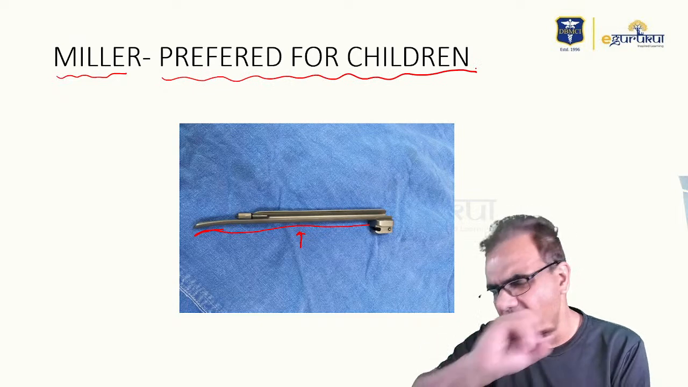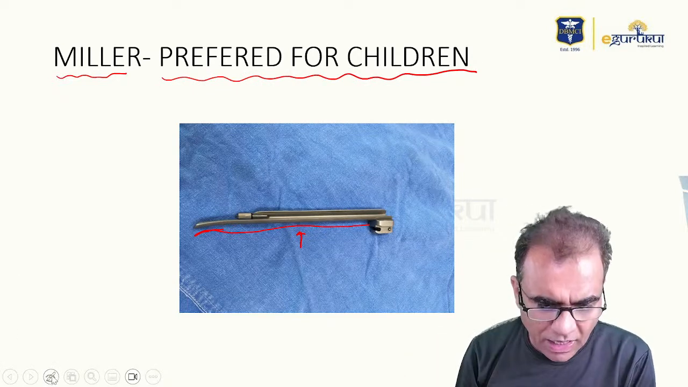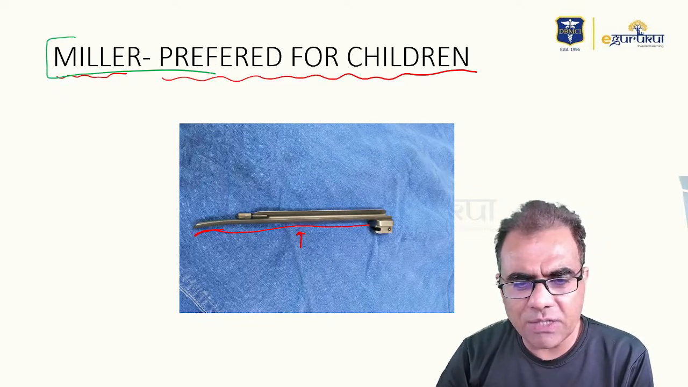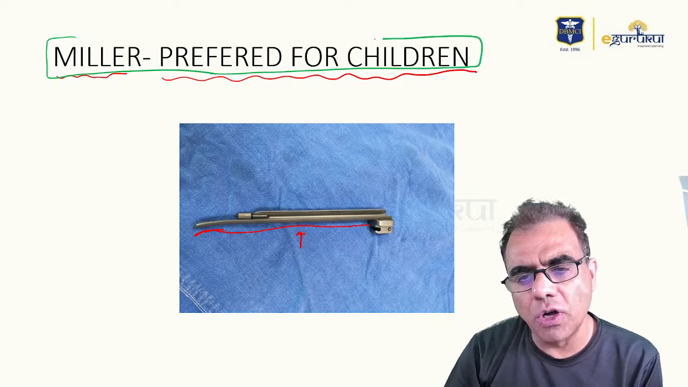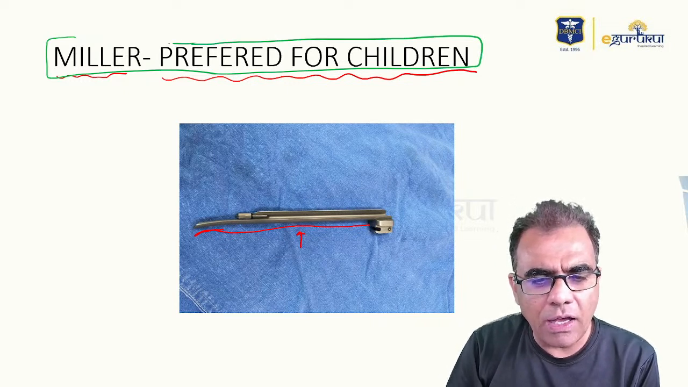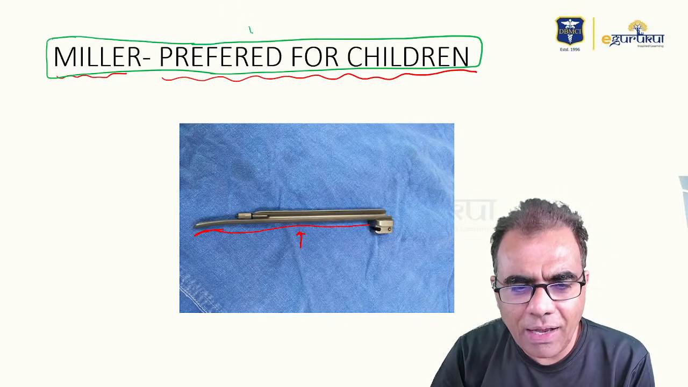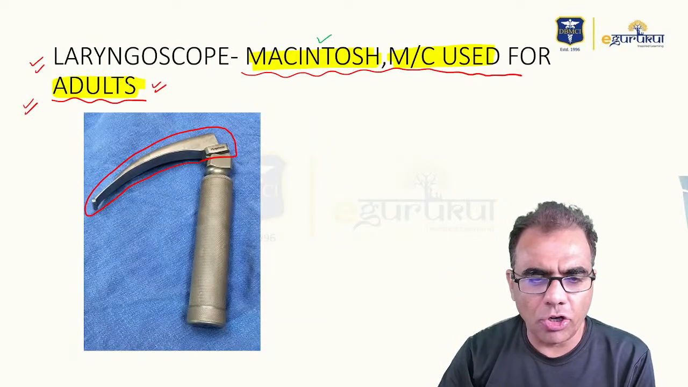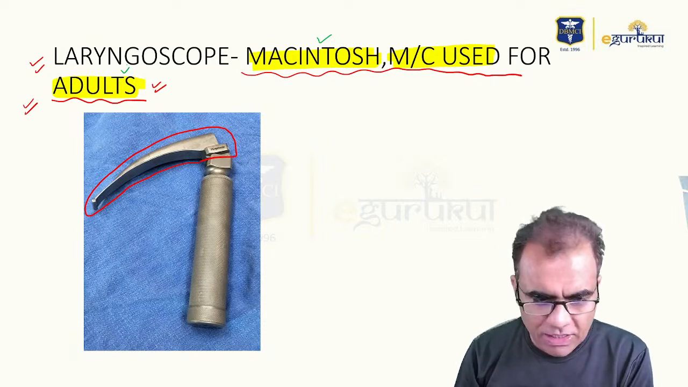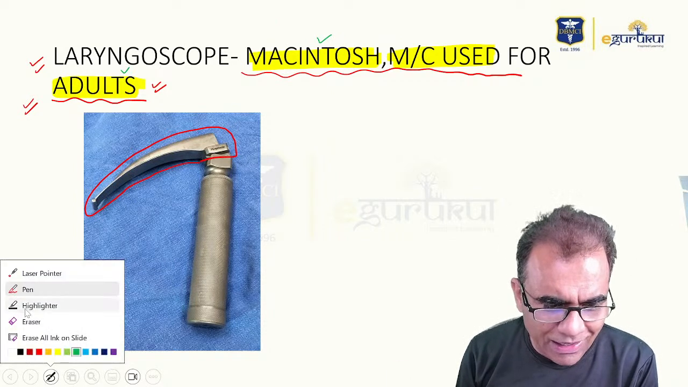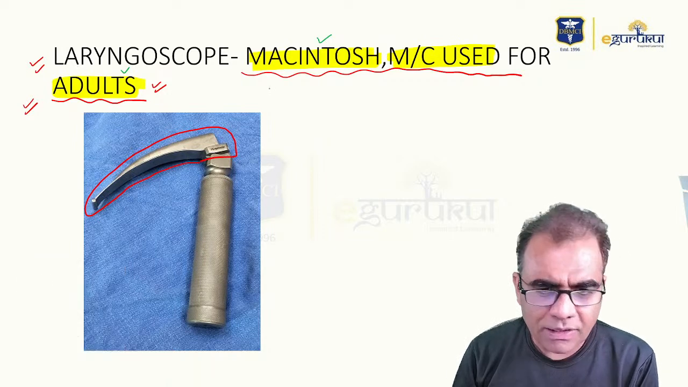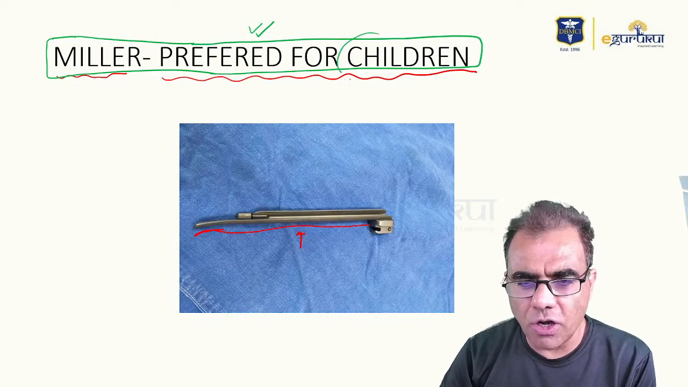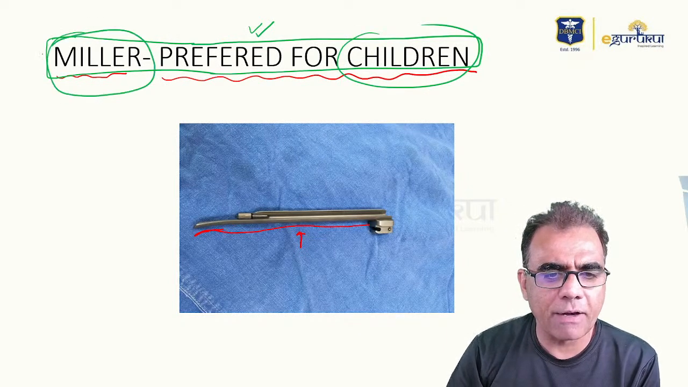In books, you may find so many different answers. So what I will do, I will definitely use the green pen here, because nowadays for pediatrics, all age groups of children, including infants and newborns, Miller is the blade of choice. And for adults, Macintosh is the blade of choice. Simple. If they ask you the laryngoscope of choice for adults, you have to mention that it is Macintosh. But if they ask you the laryngoscope of choice for children, then you have to mark Miller.